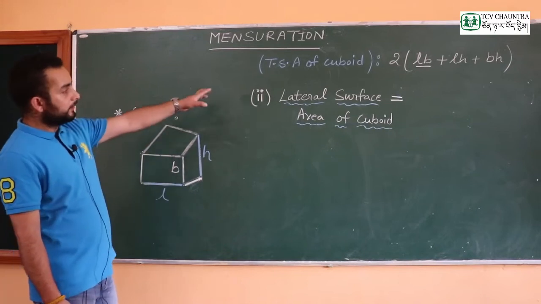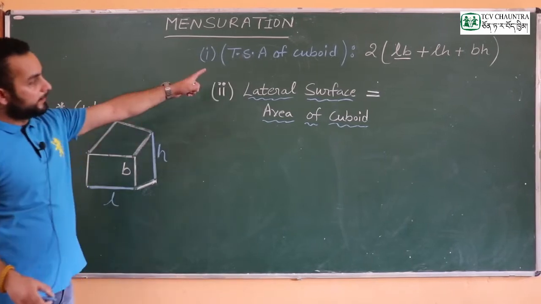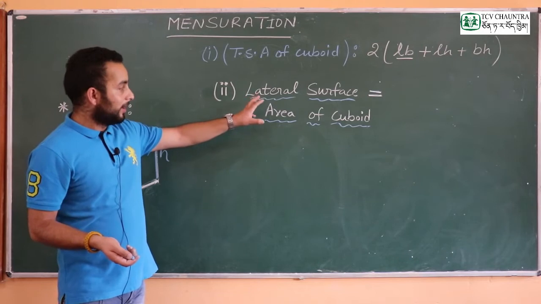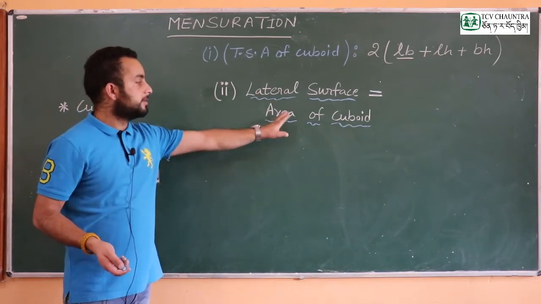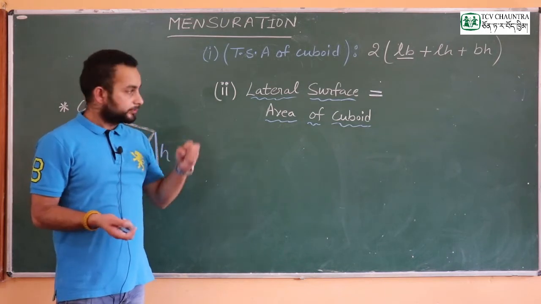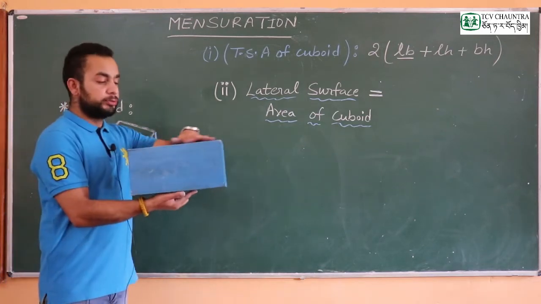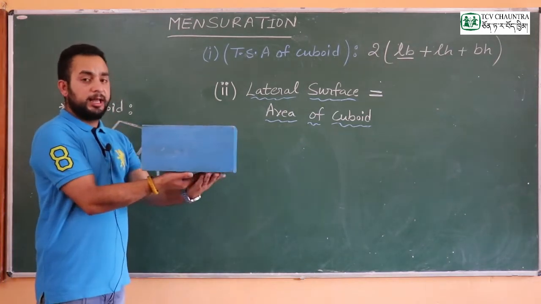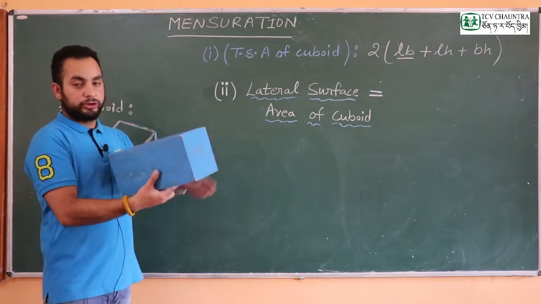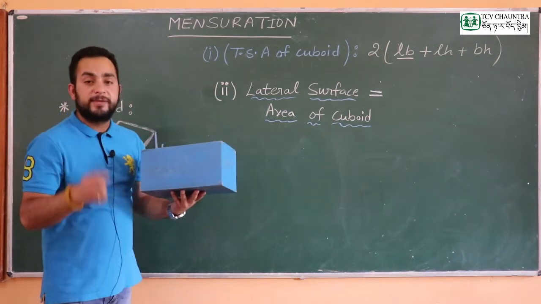Okay class, first we already found out the formula of total surface area of cuboid. Now, secondly, we will find what is the lateral surface area of cuboid. Lateral surface means you are not considering the top and the bottom of that figure. We neglect the top and the bottom.